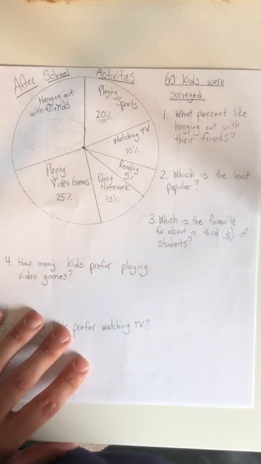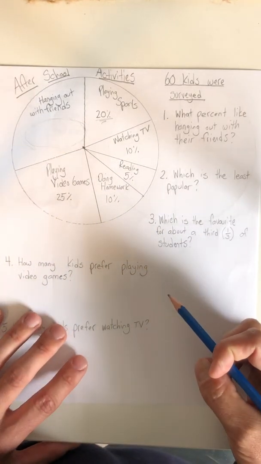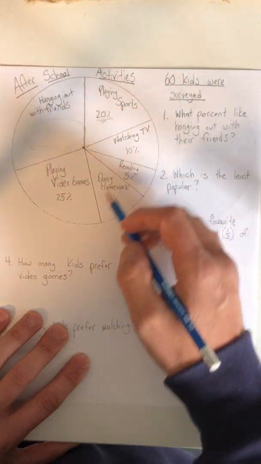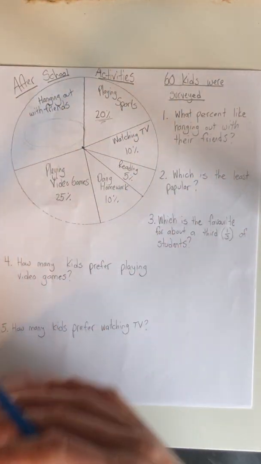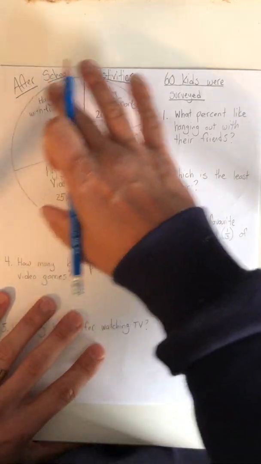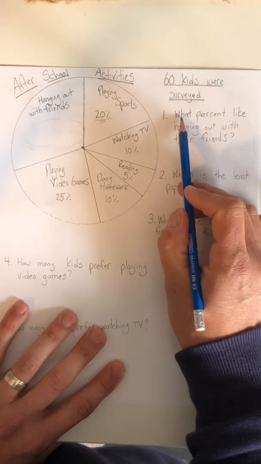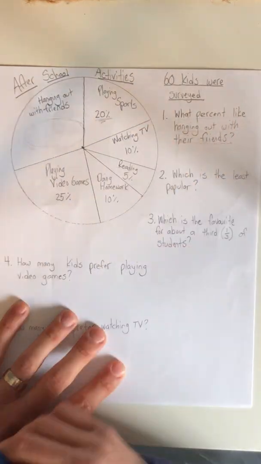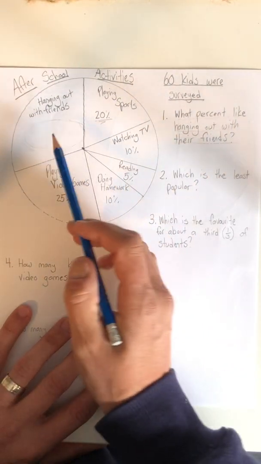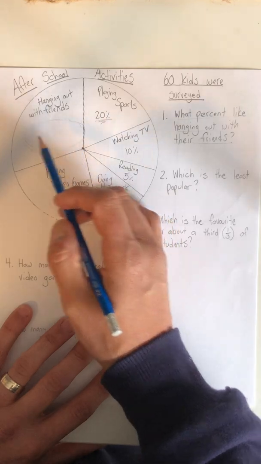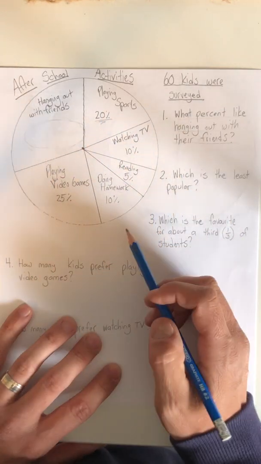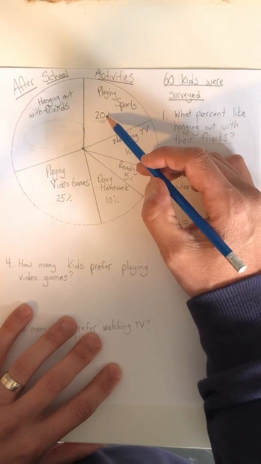But we can actually calculate how much that's going to be, because we know that this is all going to add up to 100%. The circle is a complete circle, so it has to add up to 100%. So that's our first question. What percent like hanging out with their friends? Well, all we do is see what number is missing so that all of our numbers add up to 100%. We just go around the circle.